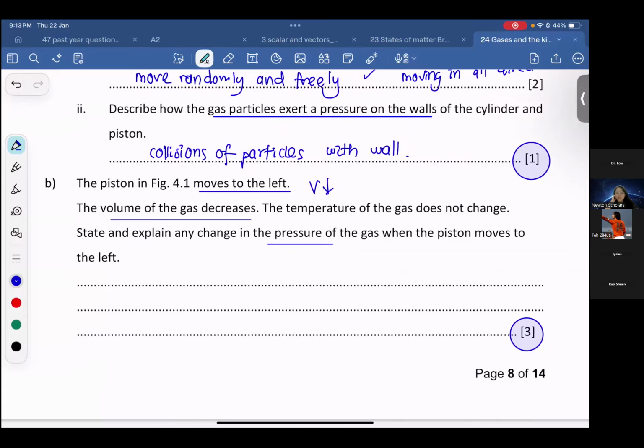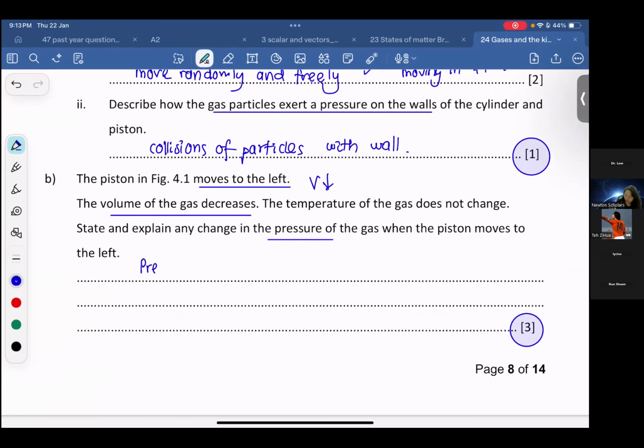Okay, Angeline said that particles are closer together, 1 mark. Collide with the wall more often, 1 mark. Pressure to increase, 1 mark. Yes, 3 marks here. Okay, state what happened to the pressure. So here, pressure increase. Okay, 1 mark here.